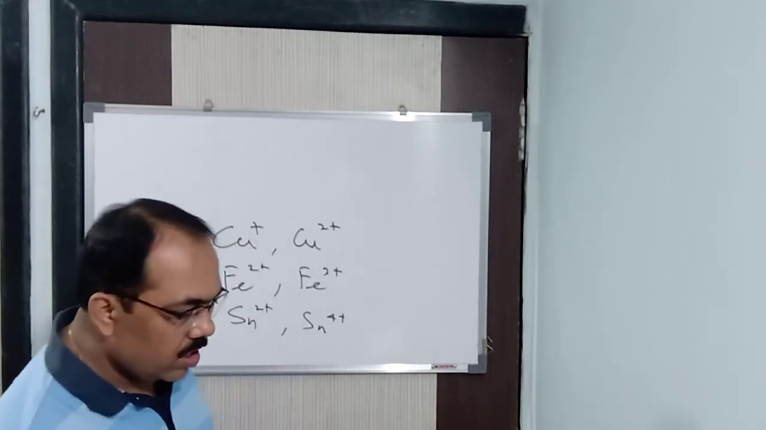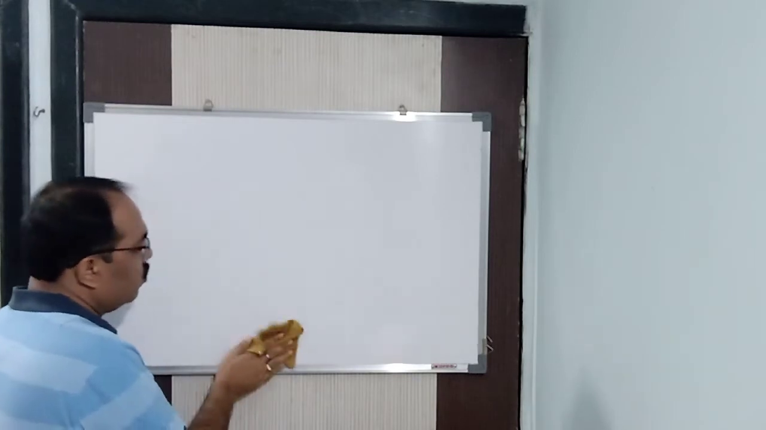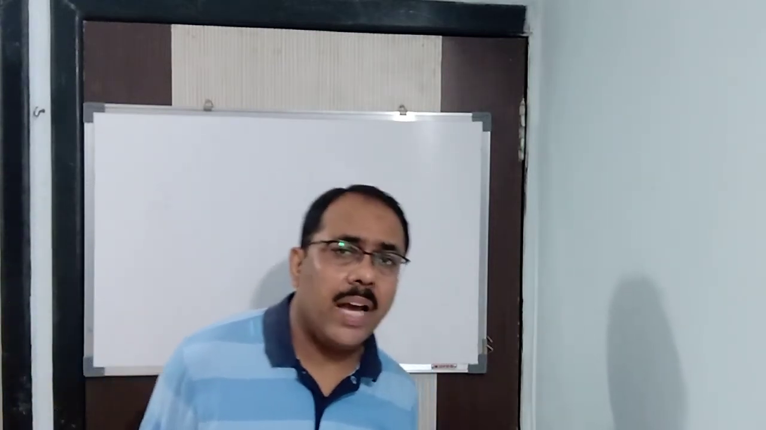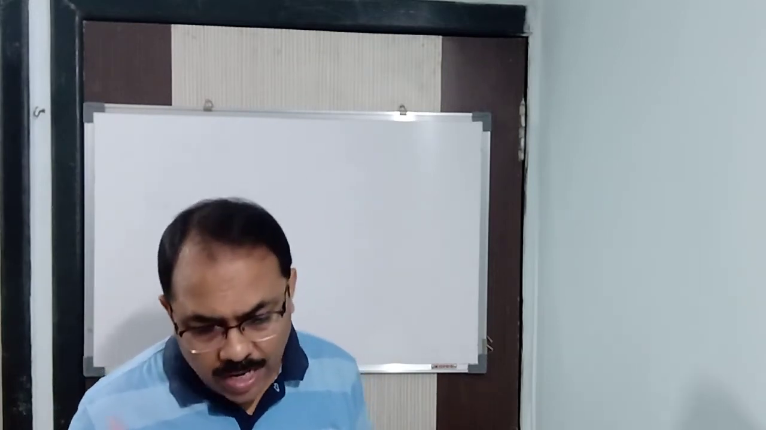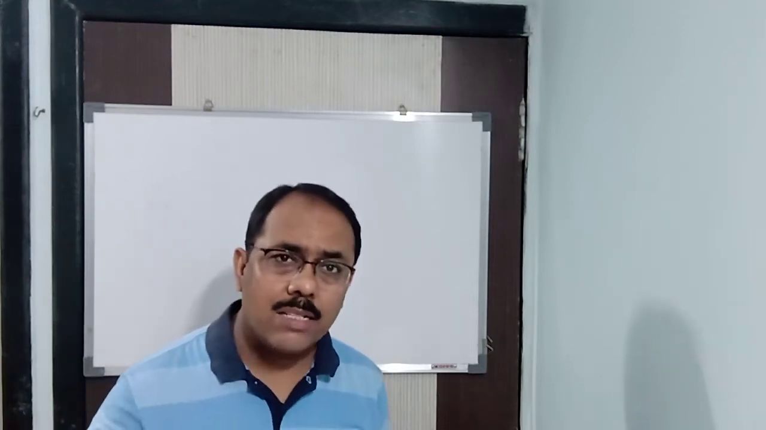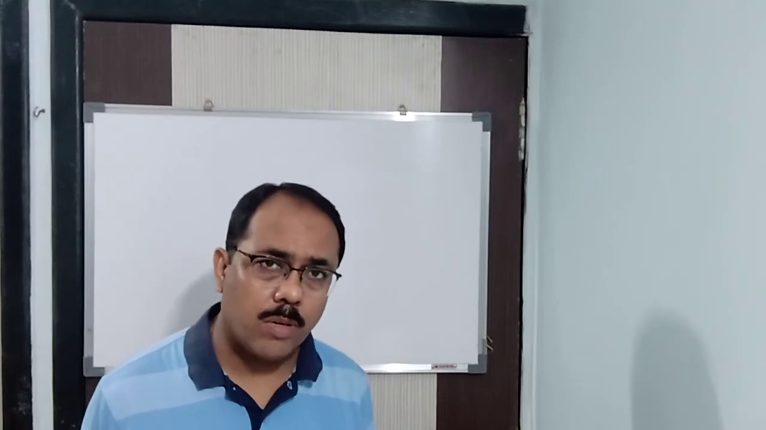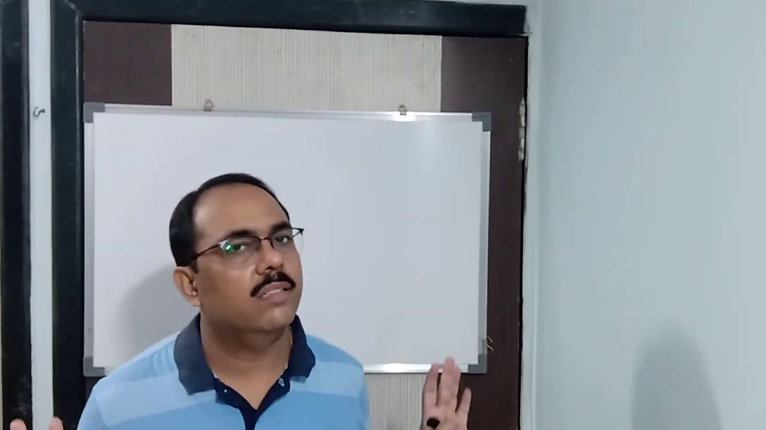Now, the question is not what variable electrovalency is. The question is why the element shows variable electrovalency. Because valency means what? It is the combining capacity of an element. So it should be just one valency only. Why does an element have variable valency? Why does iron have valencies 2+ and 3+? Why does copper have valencies Cu+ and Cu2+? Why does tin have Sn2+ and Sn4+?